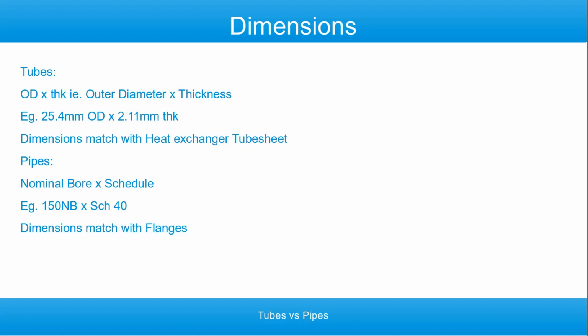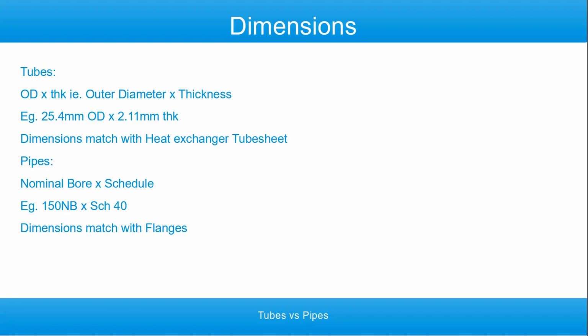and moreover, the dimensions have to match with the tube sheet of the heat exchanger, and tubes are designed mostly to match with the tube sheet dimensions, and pipes are represented in nominal bore and schedule. Nominal bore and schedule is given in the pipe dimensional standards, and it is normally represented as nominal bore by schedule. For example, 150 NB by 40 schedule, and the dimensions of the pipe match with the flanges, because the mating component mostly for the pipes are the flanges. Either they are directly butt welded to a fitting or to a bend, or they are welded to a flange and attached by bolting to a bend or another pipe.